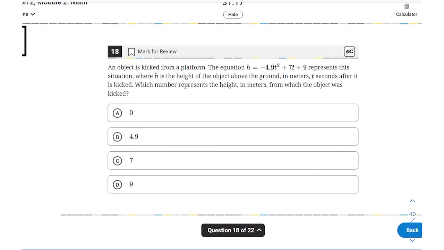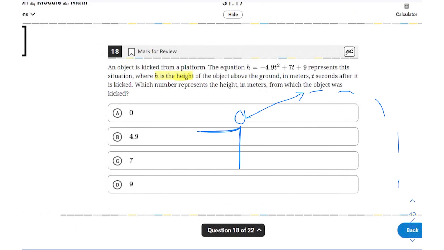The equation h equals negative 4.9 t squared plus 7t plus 9 represents this situation, where h is the height of the object above the ground, in meters, t seconds after it is kicked. Which number represents the height in meters from which the object was kicked? Well, when you're kicking the object, that instant, that very specific moment, right? So we're on some sort of platform here, and we're kicking an object. So let's make it a ball. We're going to kick this object off the platform, and it's going to travel along some sort of path.